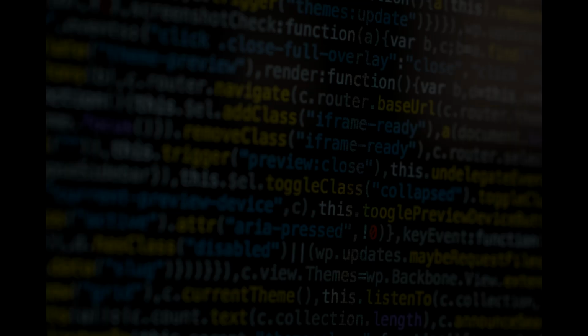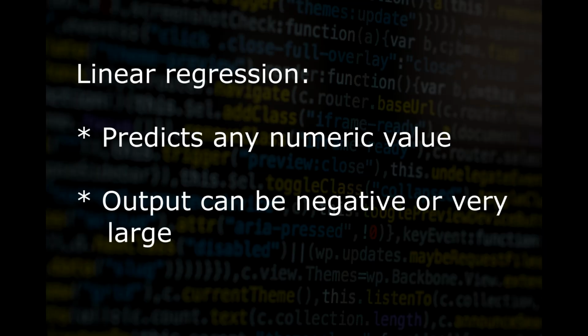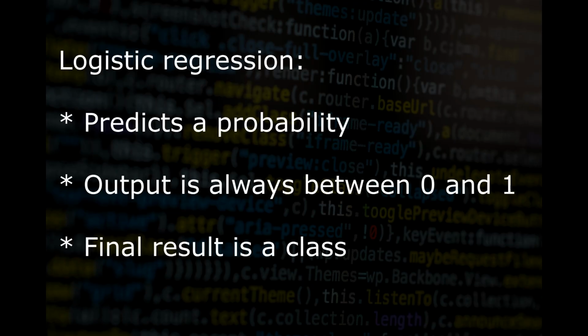Now, let's compare it to linear regression. Linear regression predicts any numeric value. Output can be negative or very large. Logistic regression, on the other side, predicts a probability, and the output is always between 0 and 1. And the final result is a class. Same idea of combining features, different goal and different interpretation.